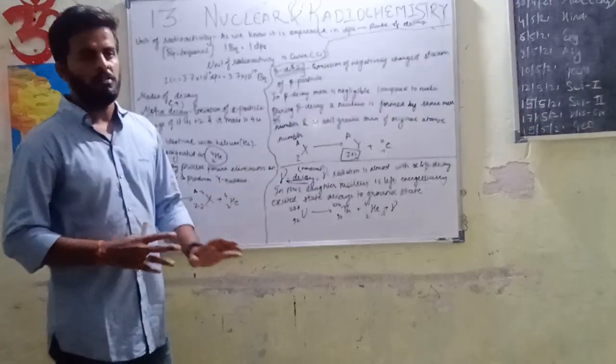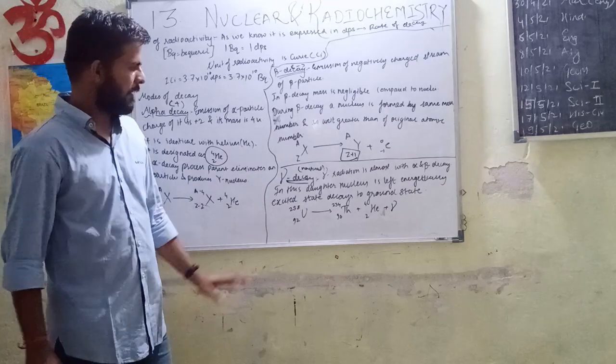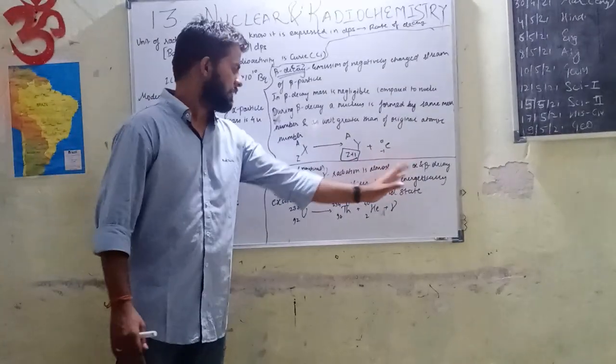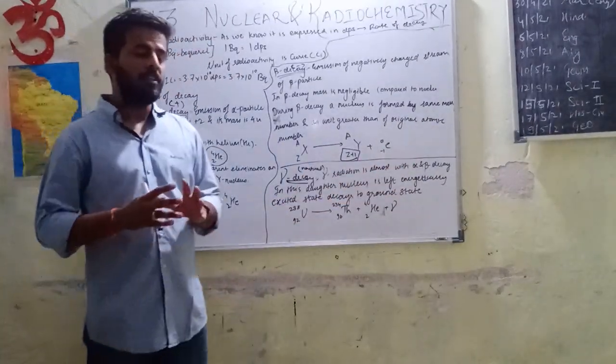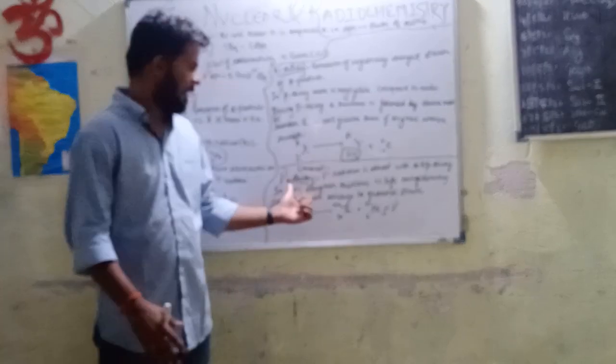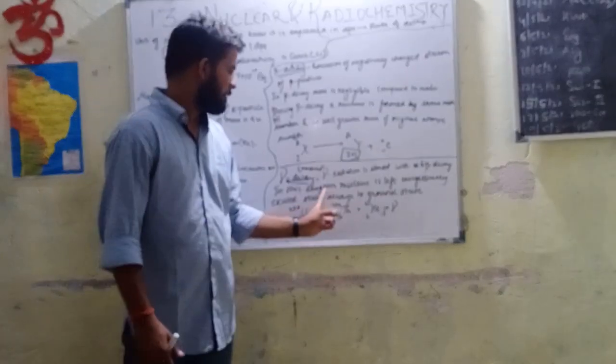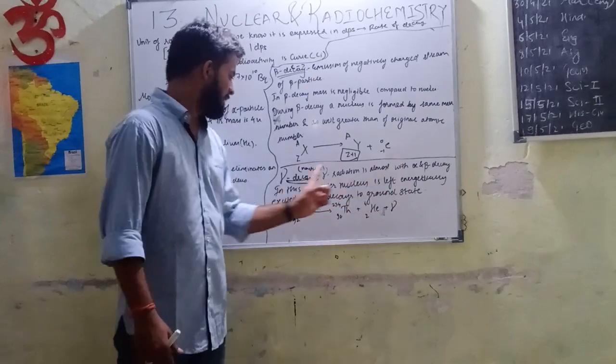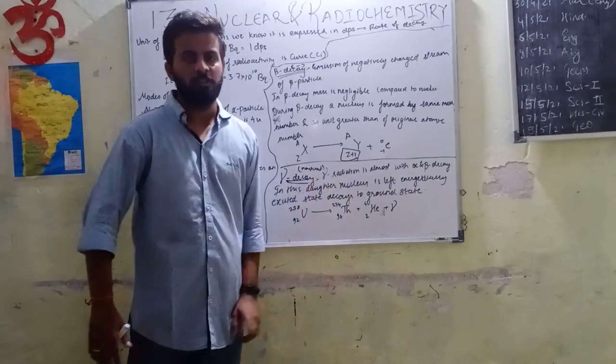Now the last one is gamma decay, which is neutral. There is no change in any of the reactions, and there is no general reaction for it. It occurs almost along with alpha and beta decay. The main process in gamma decay is that the daughter nucleus, left energetically excited, goes to the ground state.